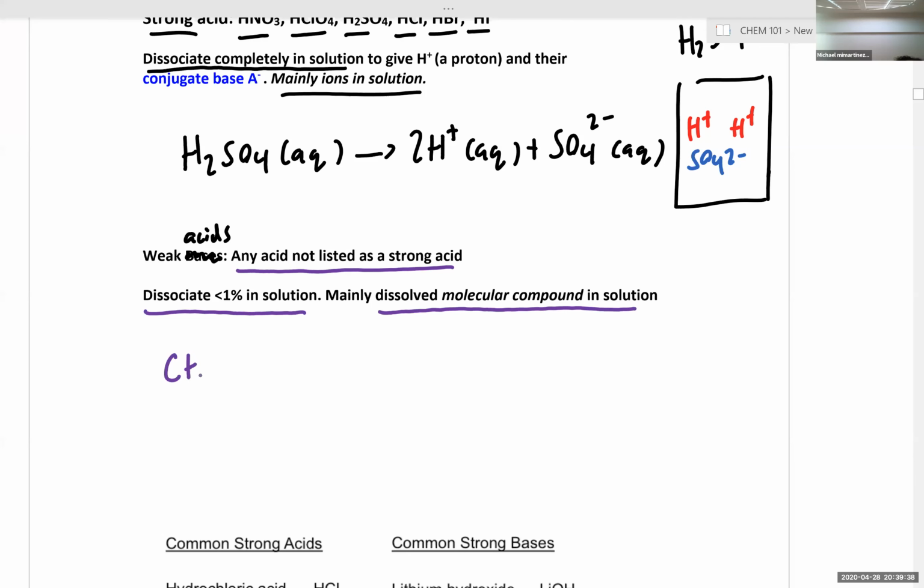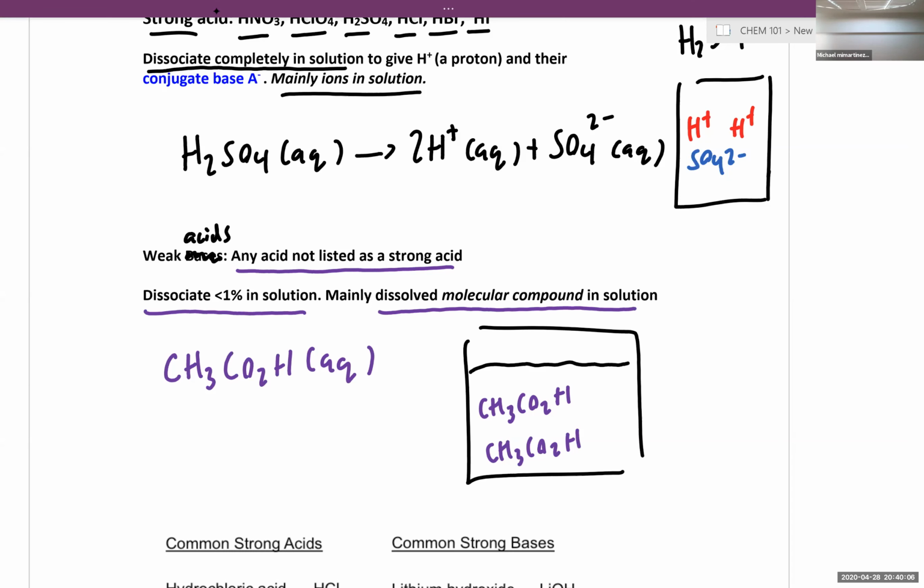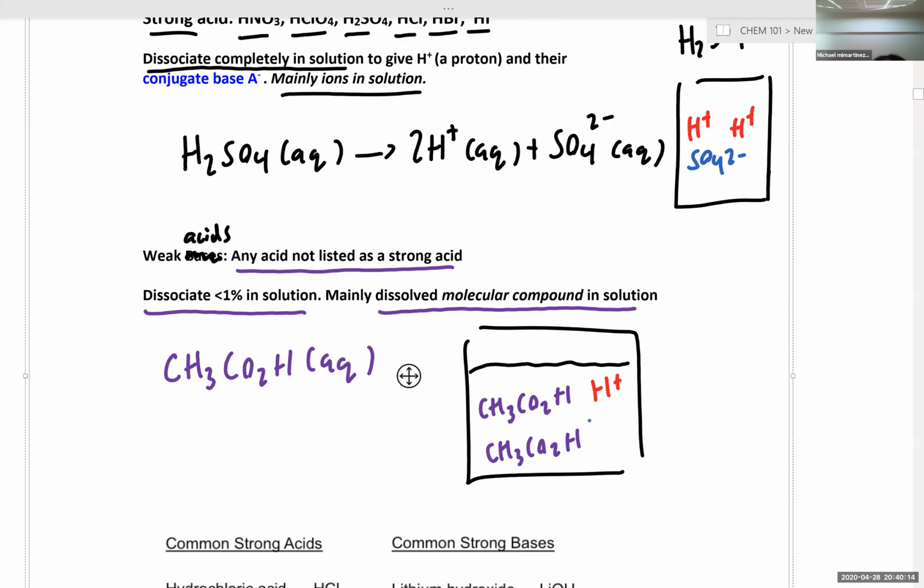So a classic example of this is acetic acid. Acetic acid is an acid. It is soluble in water, but in terms of what species we actually see in solution, if we look at a picture of acetic acid, we would have primarily molecular compound. We'd primarily have our acetic acid molecules floating around in solution, and we'd maybe see a very, very small amount of ions.